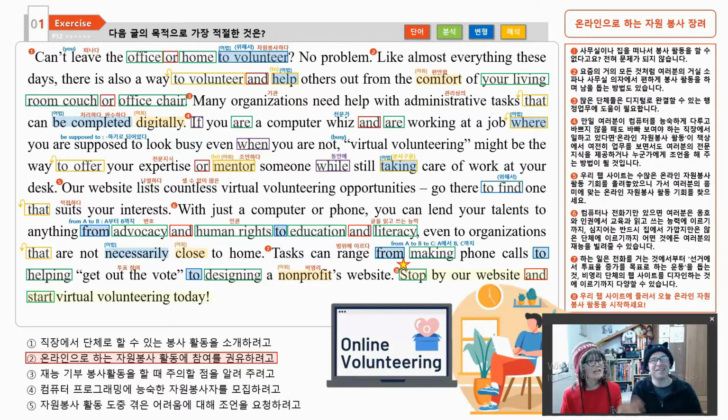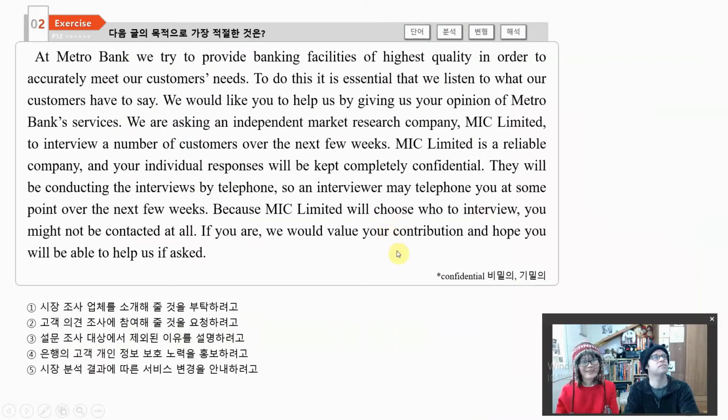That's right. So the answer is, one more time, what is the purpose of the text? It's to encourage people to virtually volunteer. Exactly. Number 2. Right. And that's why the other answers are not the perfect choice. Okay, very good. That's all for exercise number 1, right? Okay, now time for exercise 2, right?